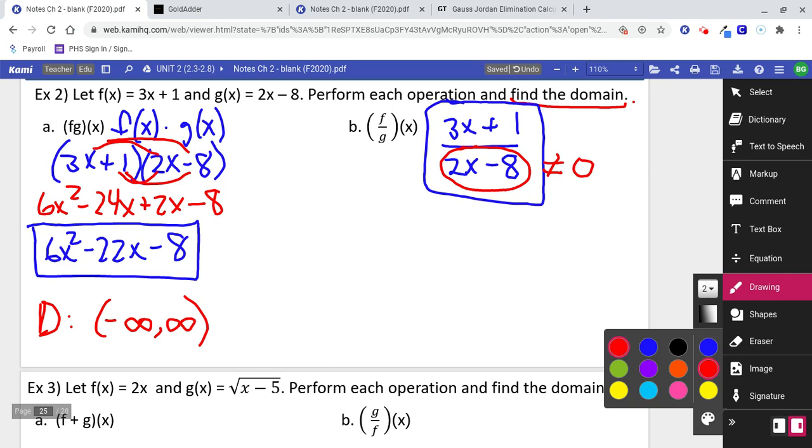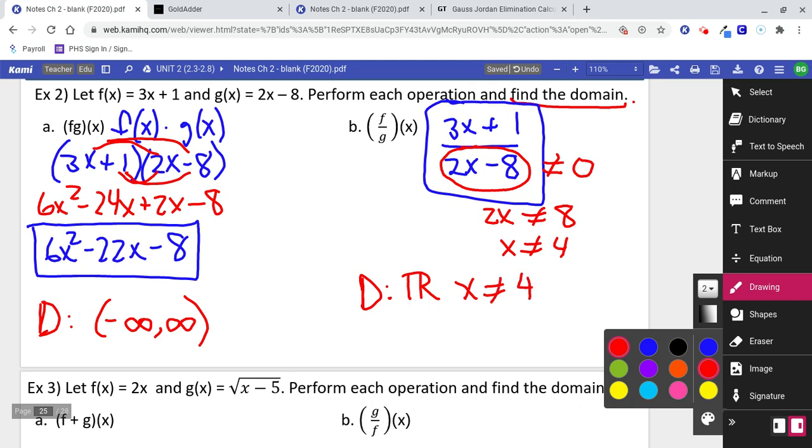So if you think about it, 2x minus 8 is not allowed to equal 0. So just solve that equation. If I add 8 over, 2x is not allowed to equal 8. And if I divide by 2, x is not allowed to equal 4. Because if x equaled 4, we'd have 0 on the bottom of a fraction. Okay, that's going to be bad news, right? So the domain is going to be everything else besides 4. So in algebra class, you might have said something like all real numbers, x does not equal 4.